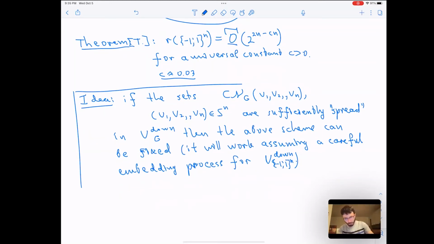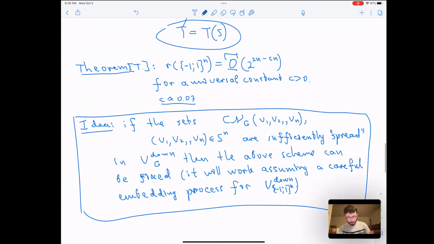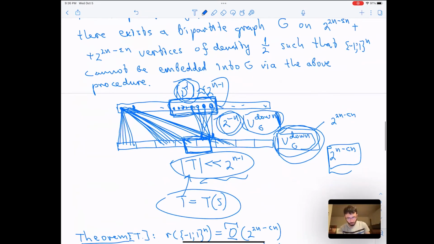So in this case, we're good. The problem is that this case is not always the case. In this example, the problem is exactly that the set of common neighbors are not spread. They sort of hit the same point again and again, no matter which n-tuple of vertices from S we choose. So what can we do in this case?